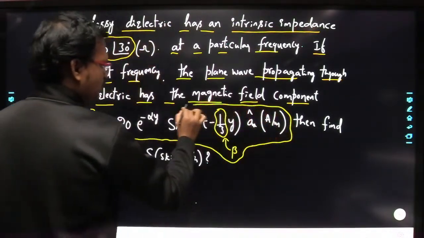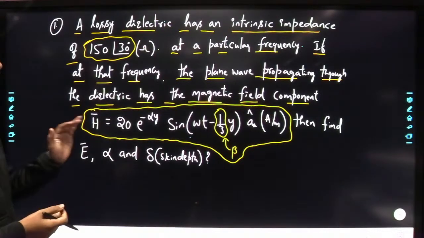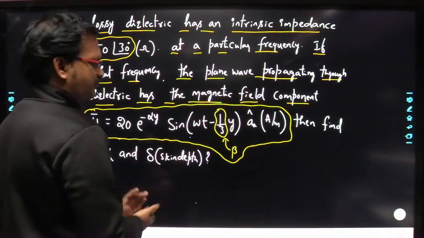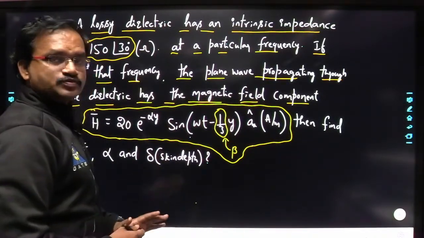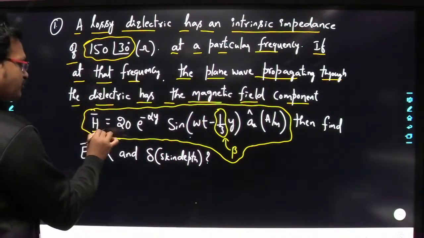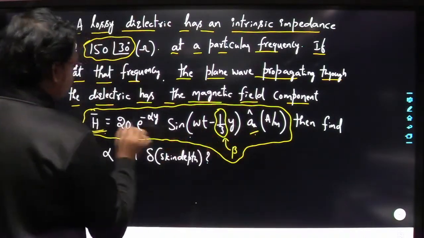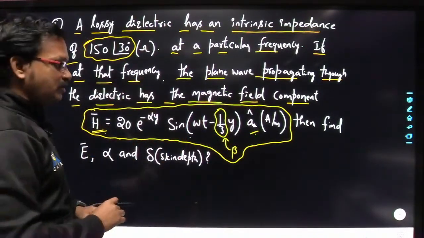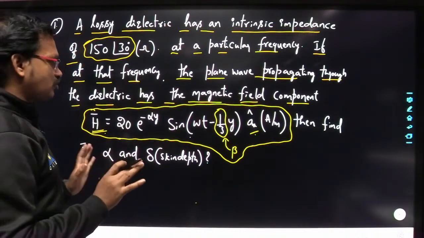Whenever they have given the expression for the magnetic field, first of all you have to observe in which direction the wave is propagating. From this expression we can say the wave is propagating in the positive y direction. And what is the component of the H field here? This is the x component. That means the H field is pointing in the x direction and the wave is propagating in the positive y direction. This is what you have to identify.